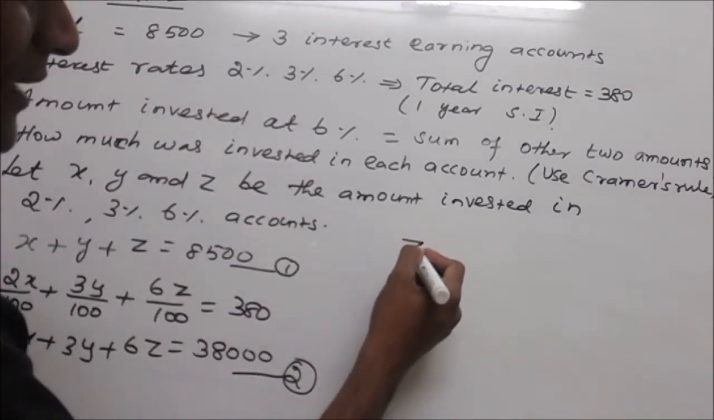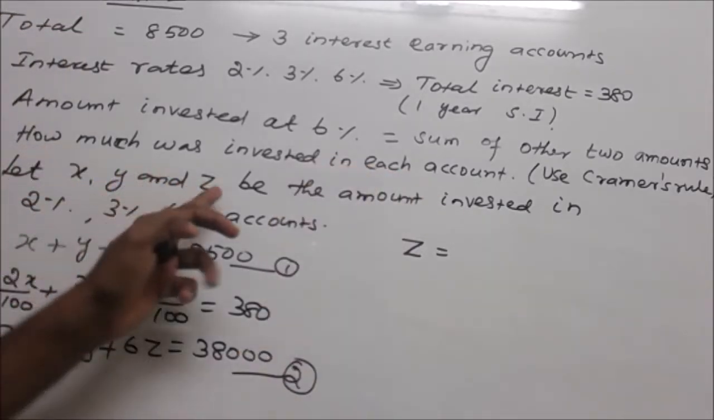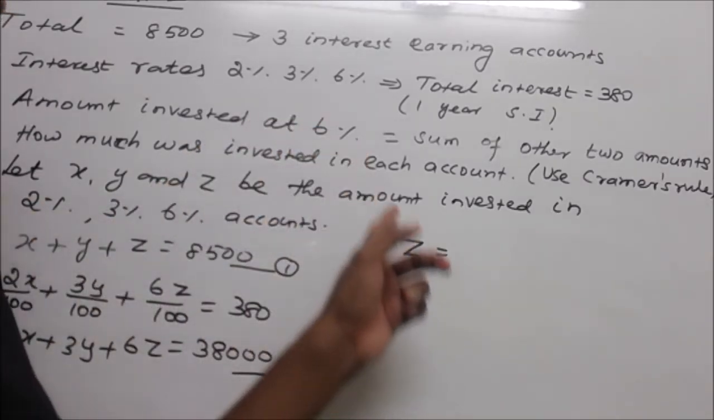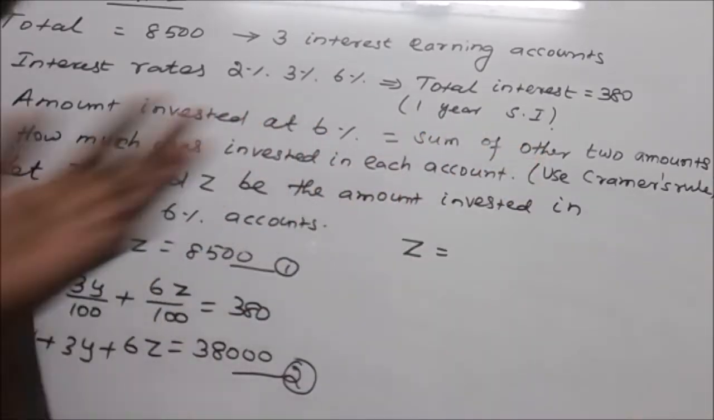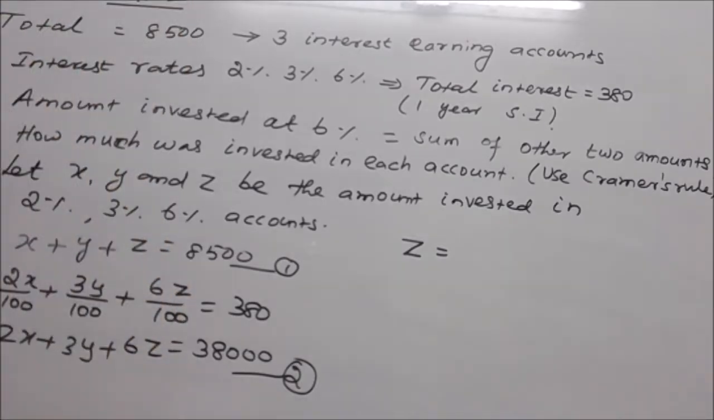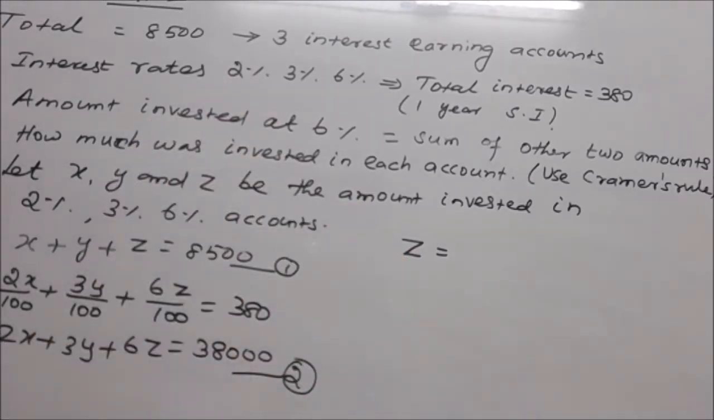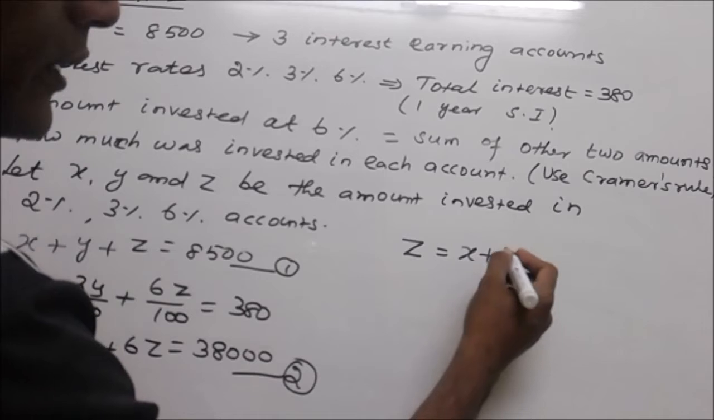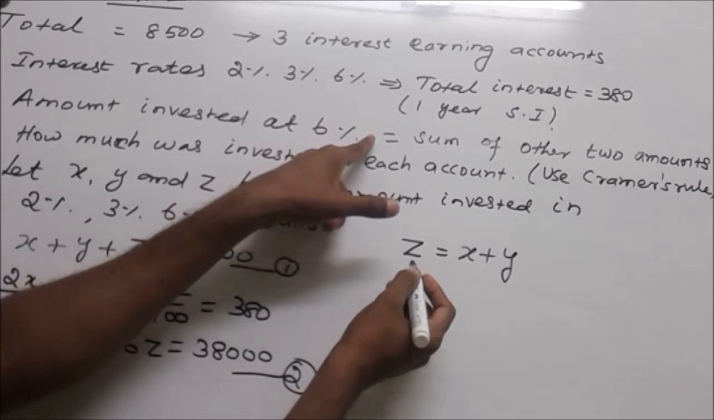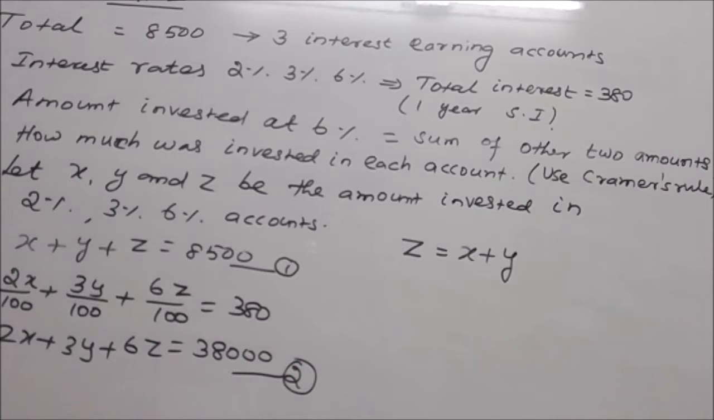So the amount invested in 6% is Z, which will be equal to the sum of the other two amounts. What are the other two amounts? There are three amounts taken as X, Y, Z. In 6% we are investing Z amount. The other two amounts are X and Y. So the amount invested at 6%, Z, is equal to the sum of the other two amounts, X and Y. So Z equals X plus Y.